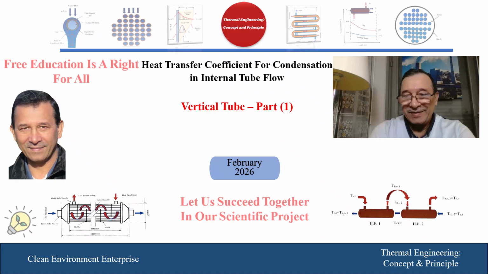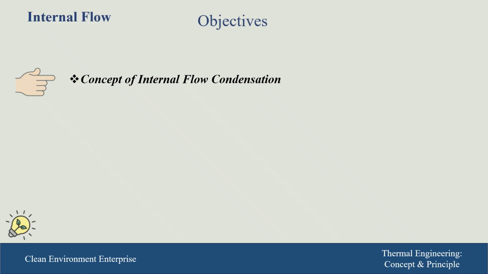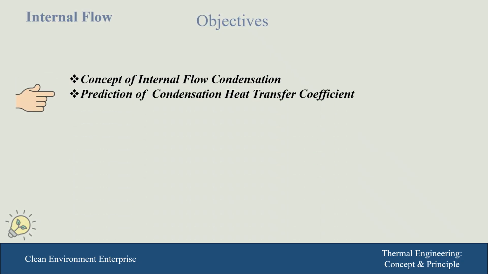The main objectives of the present episode are related to the concept of internal flow condensation in vertical tubes. And then we will pass through some of the available correlations to predict the condensation heat transfer coefficient in vertical tubes. And finally, we will arrive to the closure of the present episode.